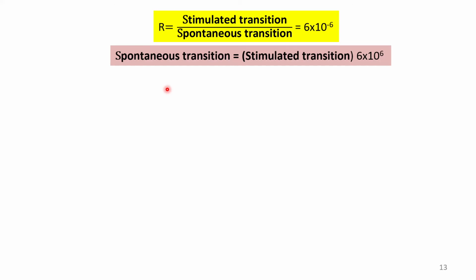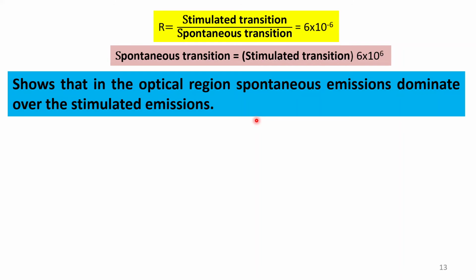That is, the ratio of the stimulated transition to the spontaneous transition is equal to 6 into 10 raised to minus 6. Now if we arrange this in terms of the spontaneous transition, the spontaneous transition is equal to the stimulated transition into 6 into 10 raised to 6. That means this shows that in the optical region, the spontaneous transition dominates over the stimulated emission.